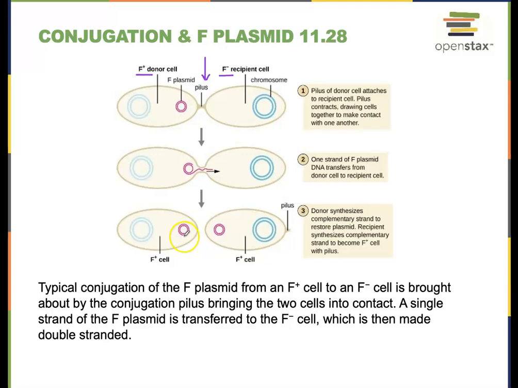So after conjugation, we have two F plus cells. Now both of these can go on and form a pilus and send that F plasmid to another cell. What is clinically significant here is that not only does the F plasmid go over, but this F plus bacteria can also send over other plasmids that it may have. So if it had an R plasmid that coded for resistance to penicillin, this bacteria with an F plasmid can actually also donate that resistance plasmid to the recipient.